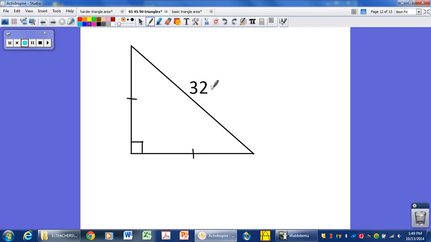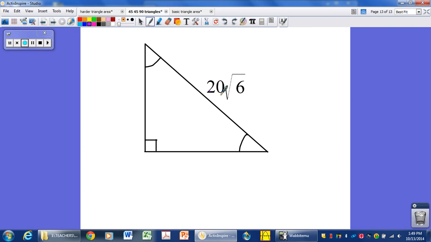Okay, so here's 32. Try this one. Remember, pause the video and then come back. So the 2 things we do to 32 are divide it by 2 and multiply by root 2. So 32 divided by 2 is 16 with a root 2 multiplied by it. And both of the legs are the same.